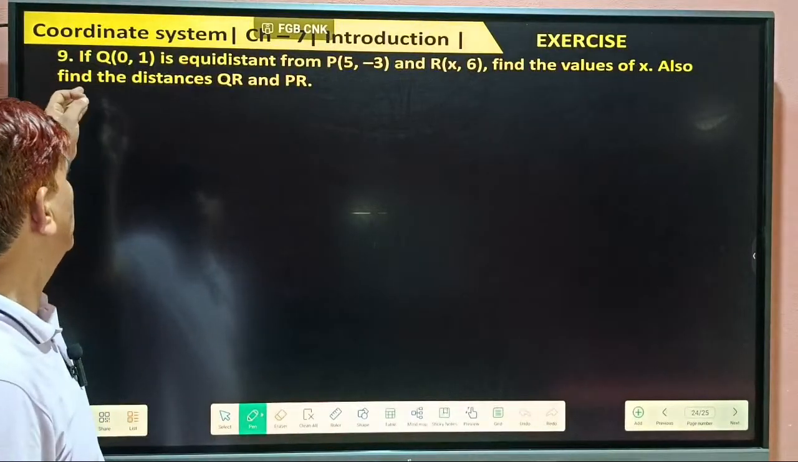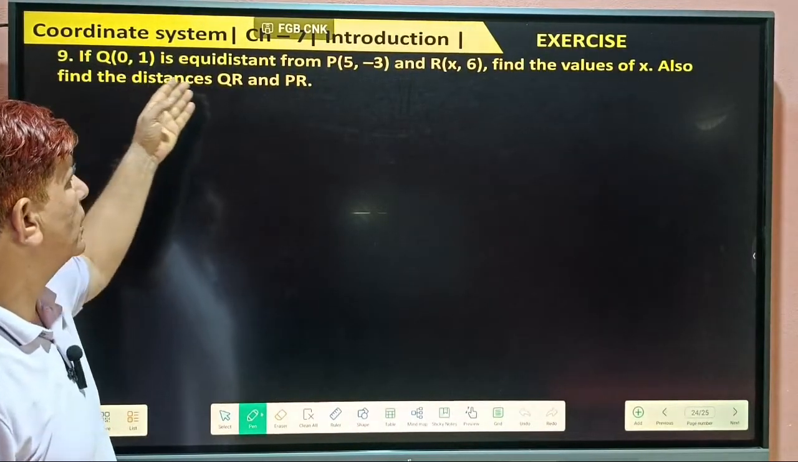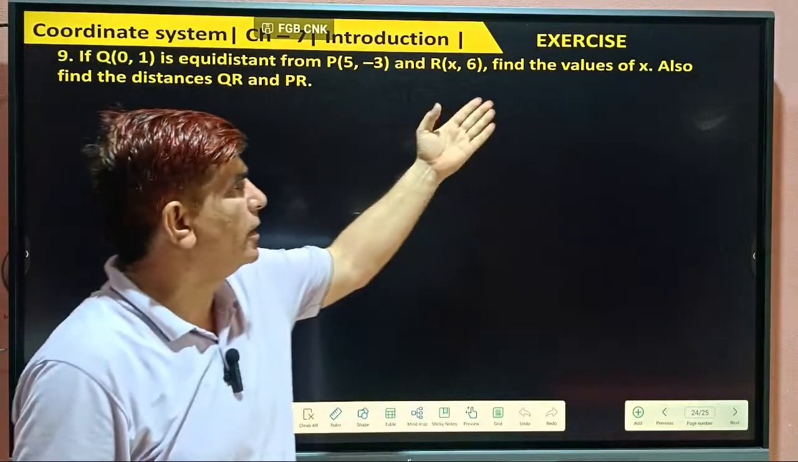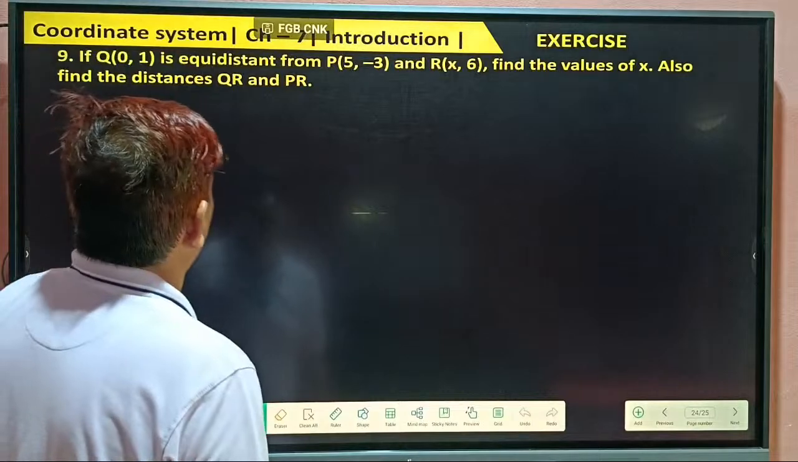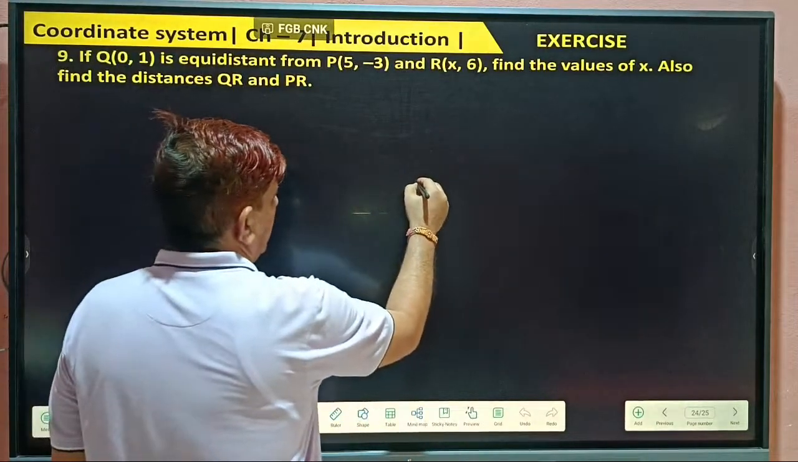Now discussing question number 9. If Q is equidistant from these two points, find the value of x. This is also the same. We have taken one point, Q, here.